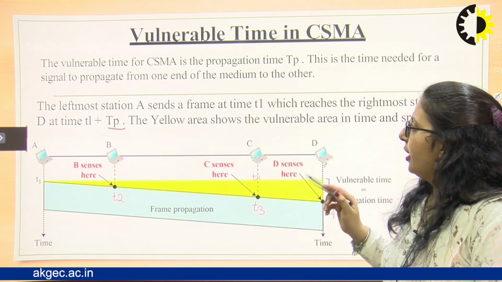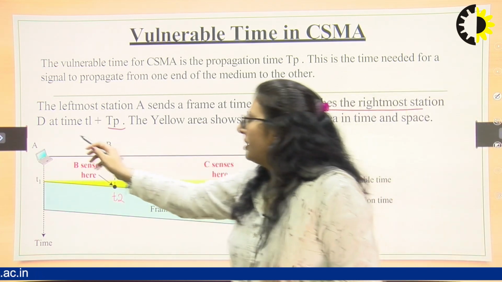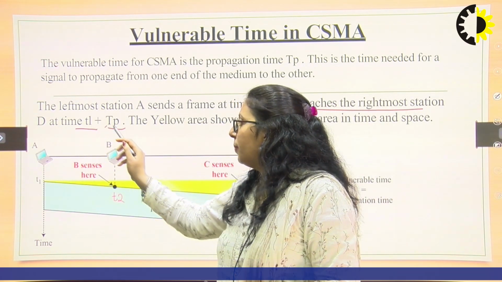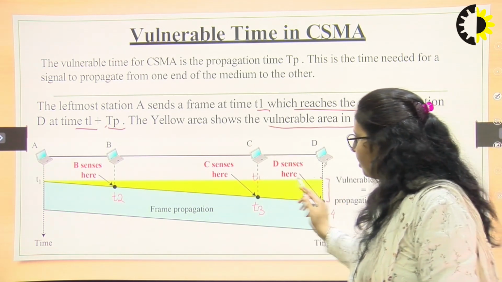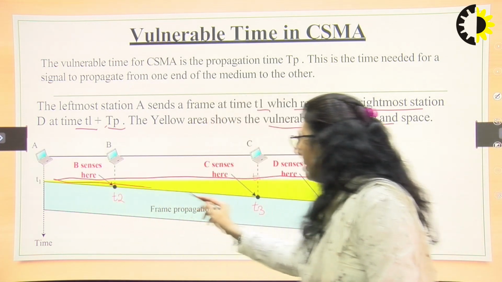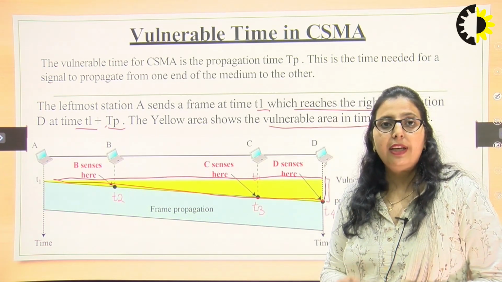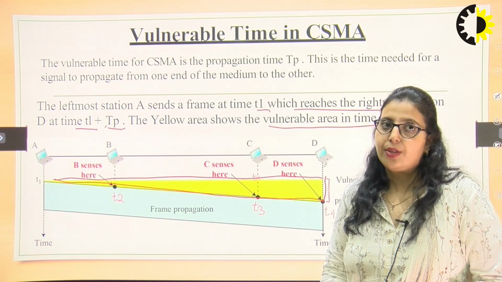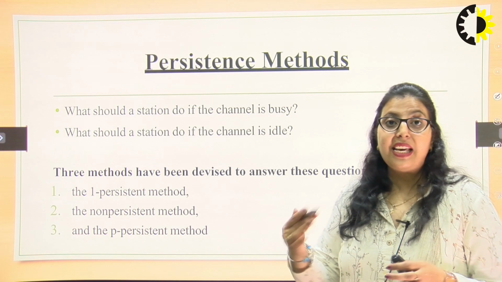So the vulnerable time in CSMA is this. The left station A sends a frame at time T1, which reaches the right station at time T1 plus Tp. The yellow area shows the vulnerable time, meaning in this time there should be no transmission of data by any of the stations. So how can we keep sensing the channel?